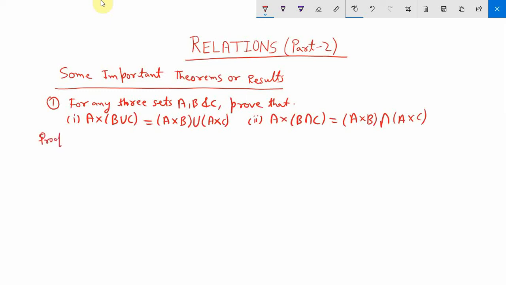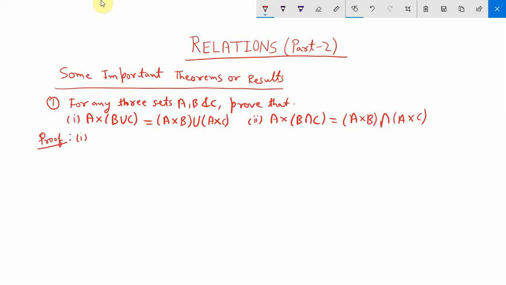So for solving this type of problems, one should know or should be familiar with the sets chapter. So also please go through the sets chapter before doing this. Okay, so we will prove the first one.